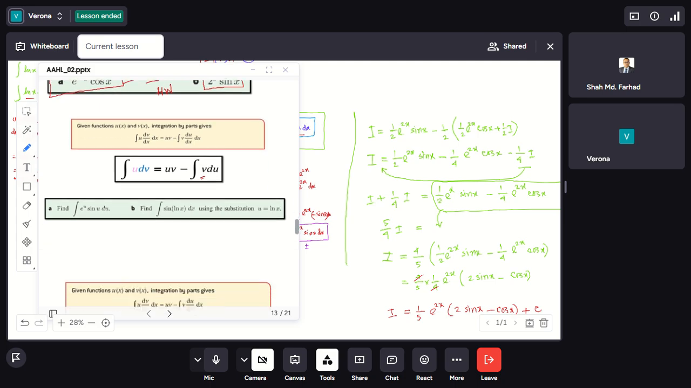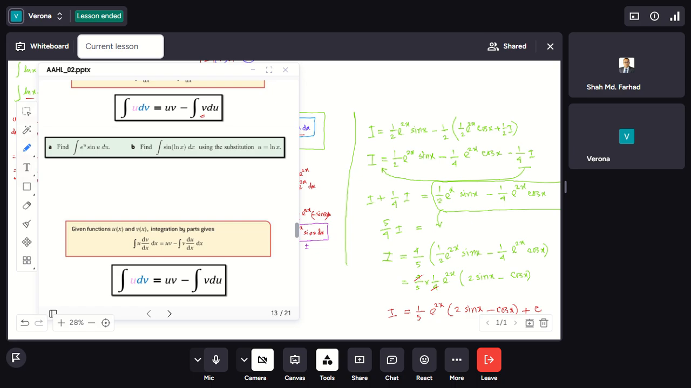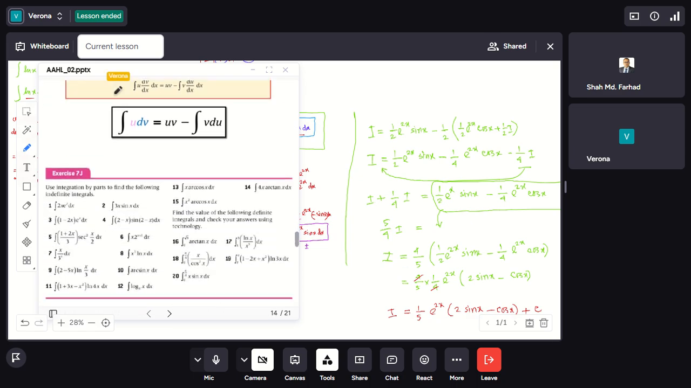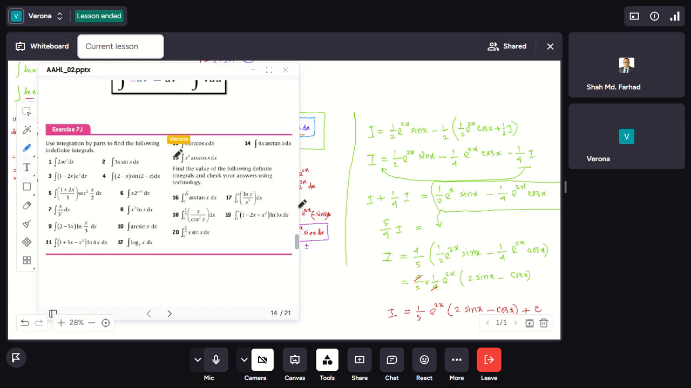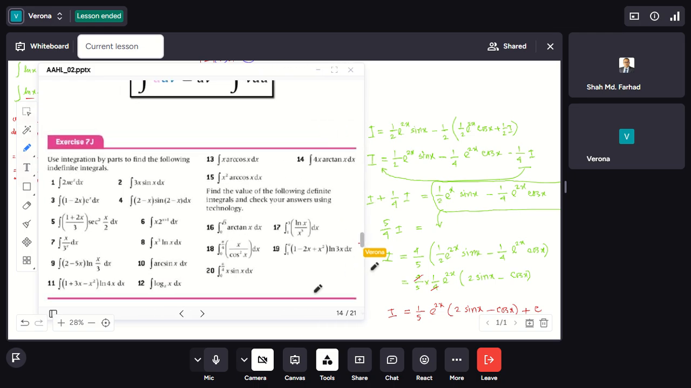You are following the Oxford book, right? Then these are from your textbook. So I think now you can solve this. Does it look familiar to you now? Okay, we did it.